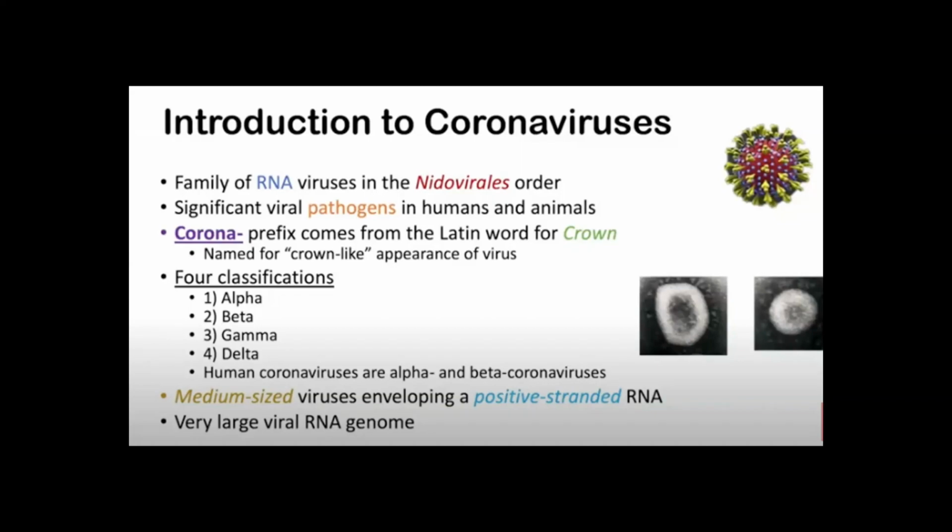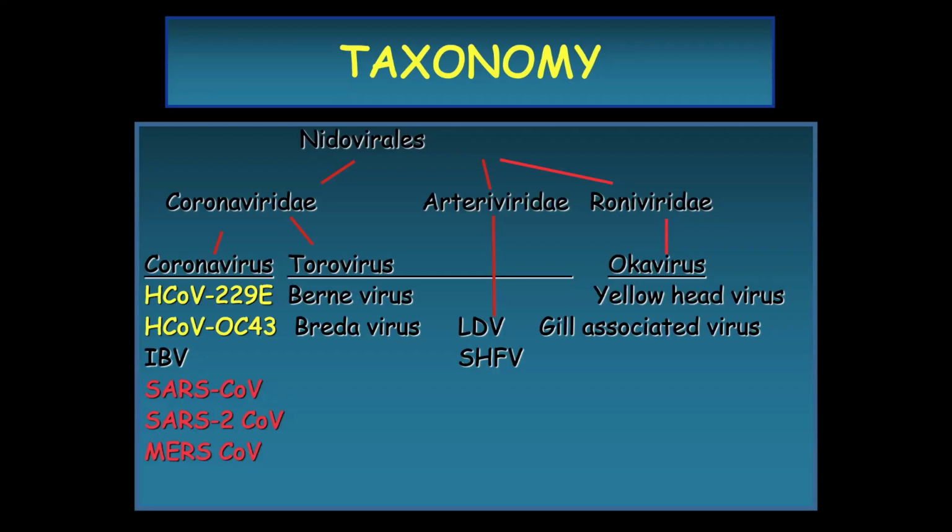The classifications are in general alpha, beta, gamma, and delta, and the human coronaviruses are alpha and beta coronaviruses. They are medium-sized viruses that envelope a positive strand RNA of approximately 30,000 bases, one of the largest viral RNA genomes known. This is the early taxonomy of nidoviruses, with the Coronaviridae, Arteriviridae, and Roniviridae. As part of the coronaviruses, we have the viruses that we've seen, including the infectious bronchitis virus, which was the first coronavirus discovered, in 1926, and it caused widespread death among birds throughout the world.